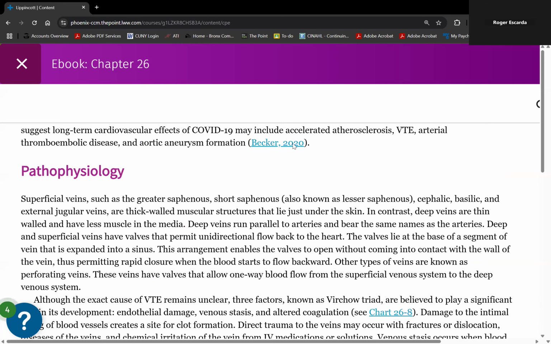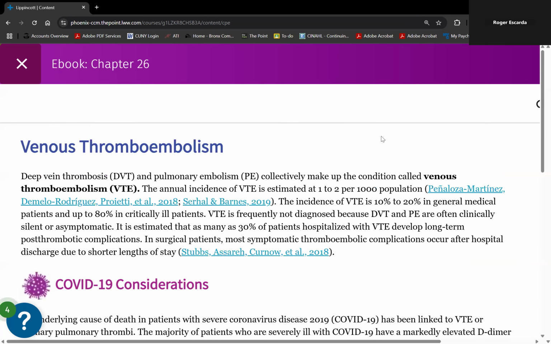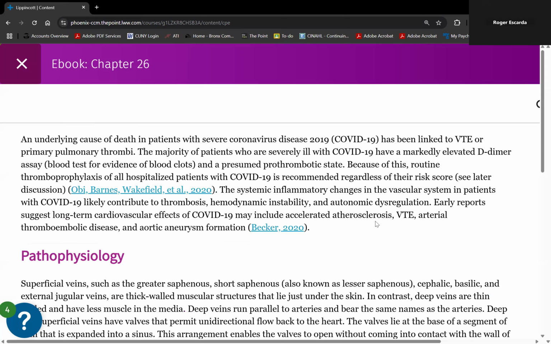So what is VTE? This is a blood clot in a vein, usually in the leg. It can also occur in the arm, as in the case of PICC lines, for instance, or in any other condition. But most VTEs occur in the lower extremities.